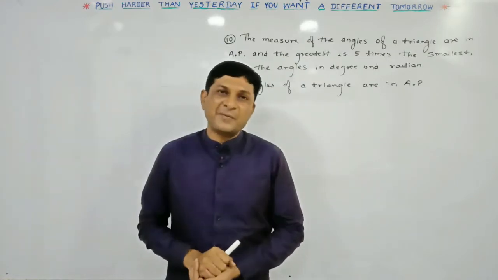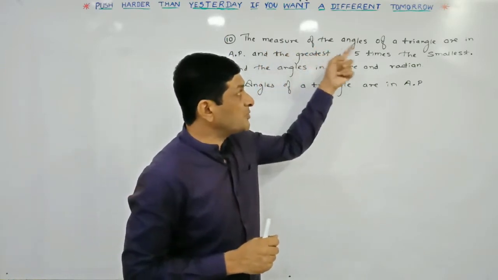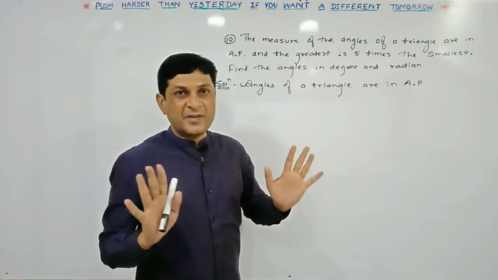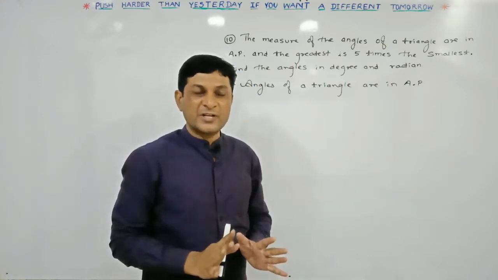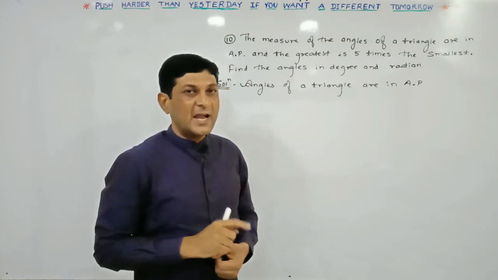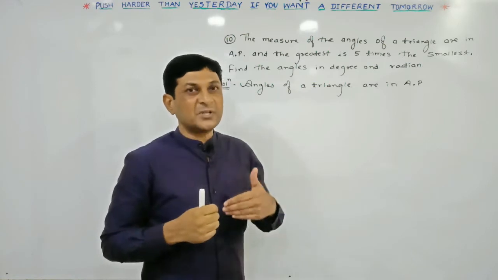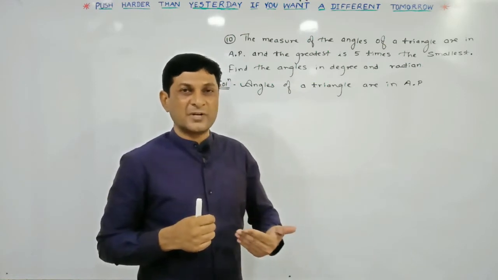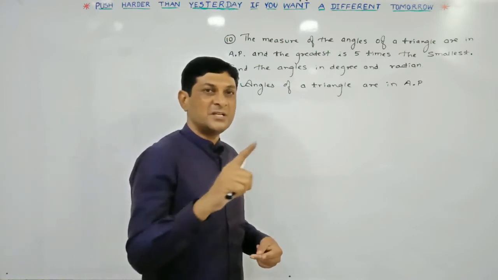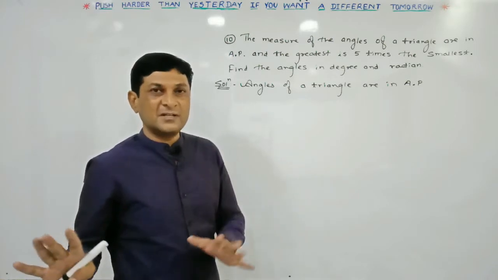Now see, in example number 10, it is given to us that the measures of the angles of a triangle are in arithmetic progression. All of you are very well acquainted with arithmetic progression. In 10th standard you have studied arithmetic progression, and in a triangle how many angles are there? 3 angles are there. And if 3 terms are in arithmetic progression, at that time these 3 terms we denote by what? A minus d, a and a plus d.